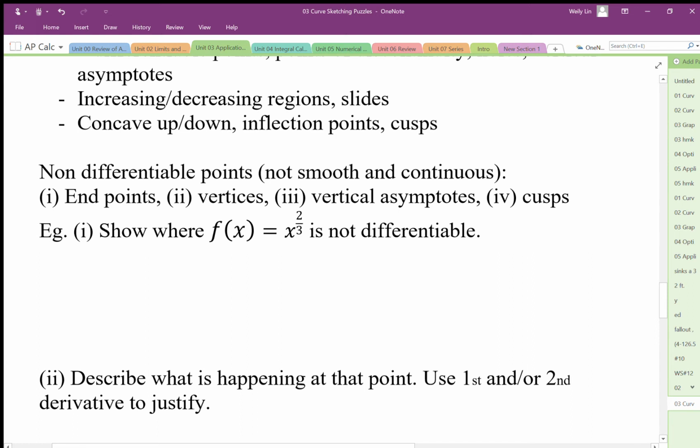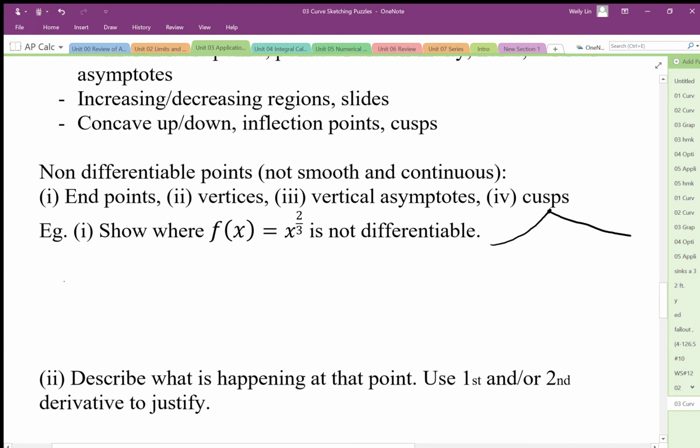But we also have these issues of cusps, and cusps are points where the graph is curving up, and then all of a sudden changes direction. These could be kinks as well. So let's take a look at the function f of x equals x to the power 2/3, where it's not differentiable.